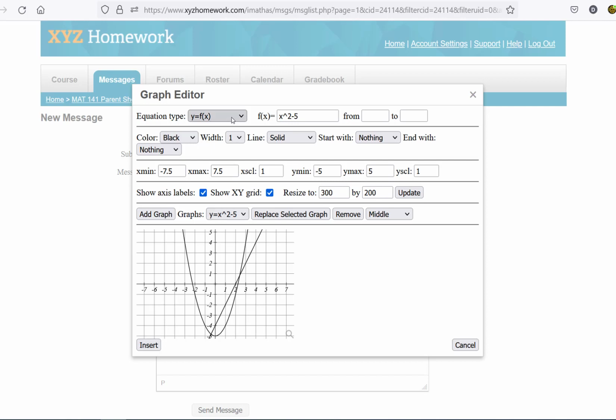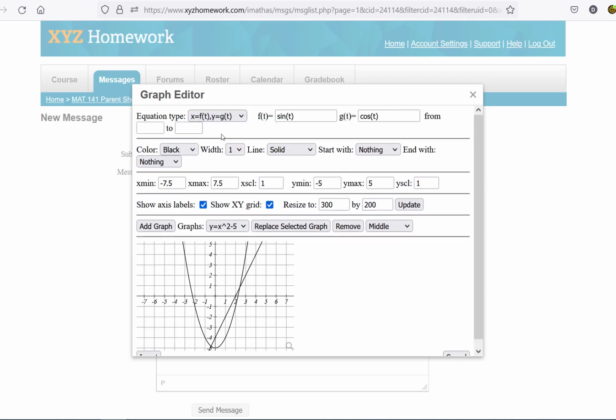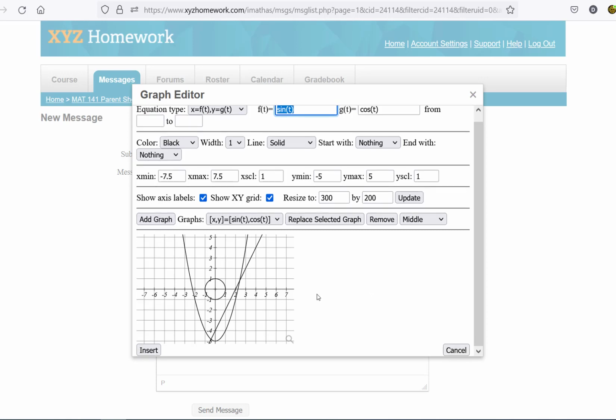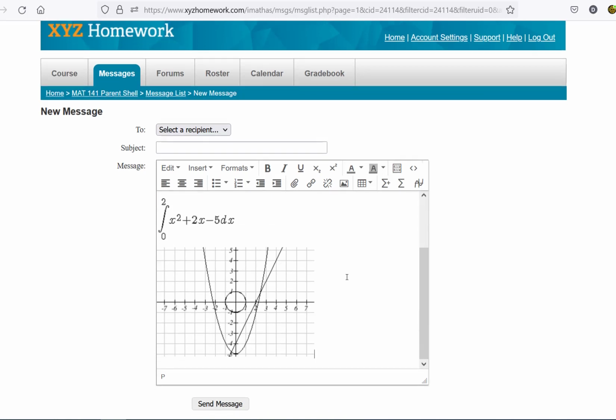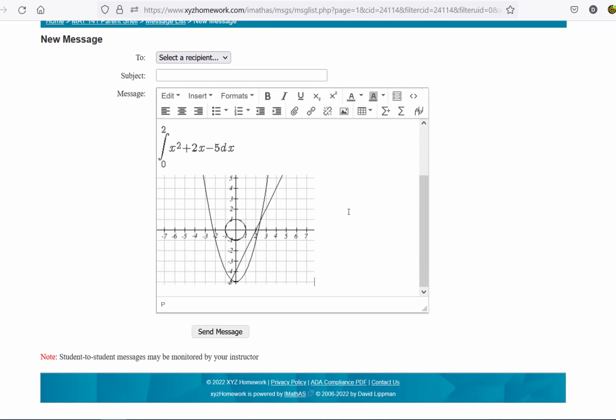Or actually, there's parameterized graphs as well. You might need those on occasion. If you need to add a parameterized graph, you can easily do that. So like this one defaults sine t, cosine t. You can put, again, bounds on those functions, but if you leave those blank, it will just pick something that seems to work. But when you're all done, just hit Insert, and you've got a nice graph showing up in your message or discussion post or scratch work for a test.